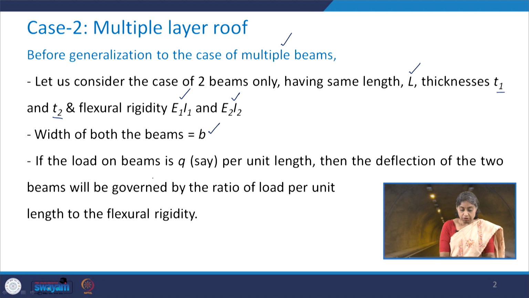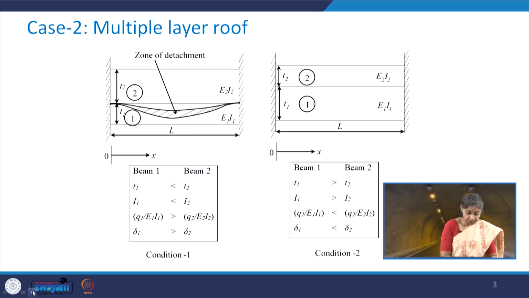Now, if the load on the beams is say Q per unit length of the beam, then the deflection of the two beams will be governed by the ratio of load per unit length to the flexural rigidity. Depending upon which beam it is, first beam or second beam, the load on that will be its corresponding weight, so we can say Q1 or Q2.